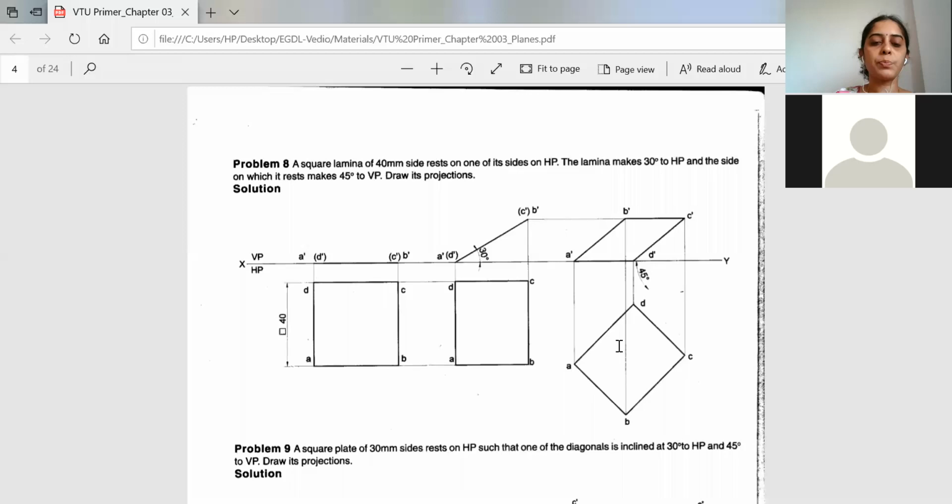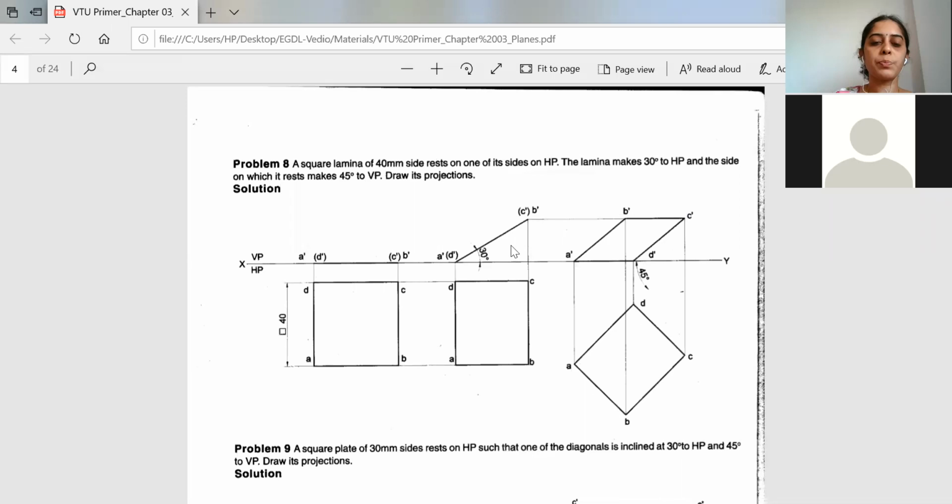After doing this, the procedure is the same. You will shift the locus of A, locus of B, locus of D and locus of C, and extend the locus of C dash, B dash, and extend the locus of A dash and D dash. So it will meet at different corners. Locus of A is meeting locus of A dash at this point. So this will be our A dash.